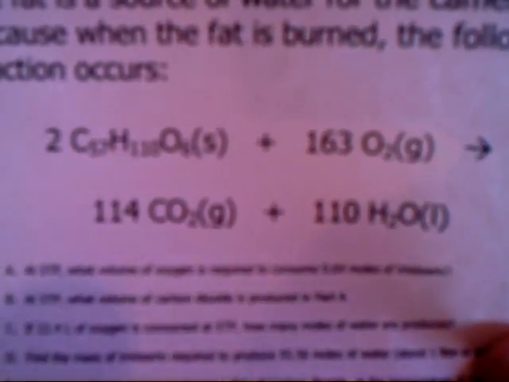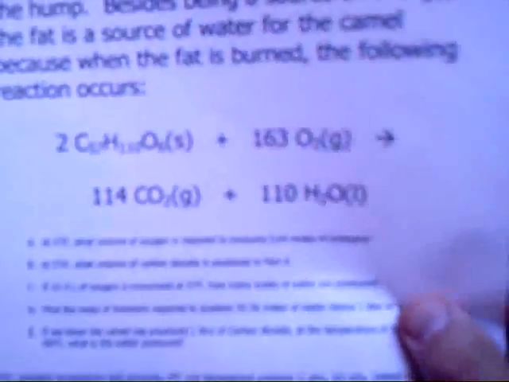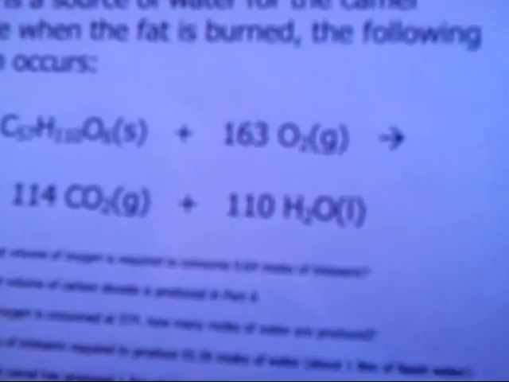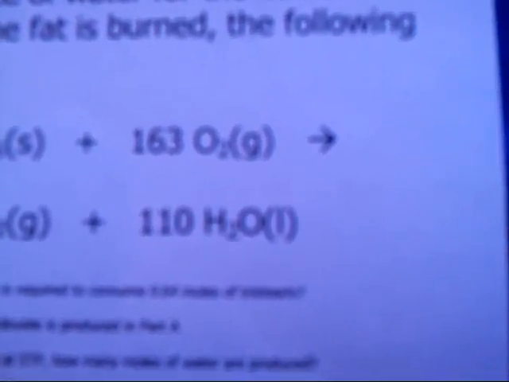So let's see the reaction. The reaction is 2 moles of the tristearin fat, which is carbon 57, hydrogen 110, oxygen 6, react with 163 moles of oxygen, in gaseous state, the fat is solid, and they react to produce 114 moles of carbon dioxide, gaseous state, and 110 moles of liquid water. Now, there are 5 questions. You can read them in the site and do them.